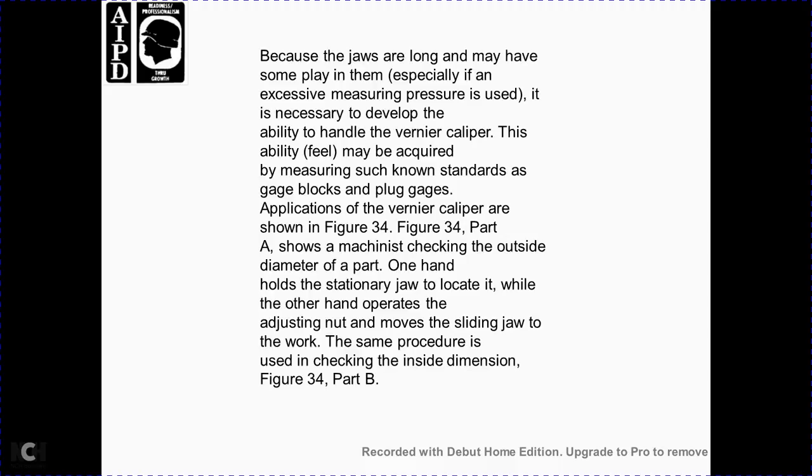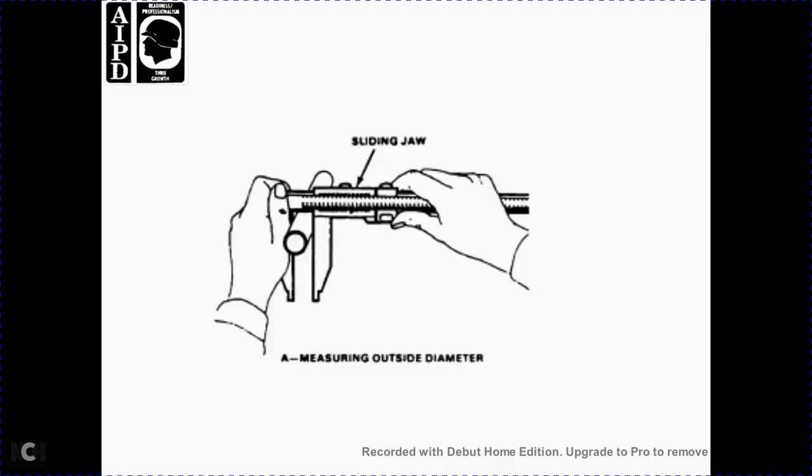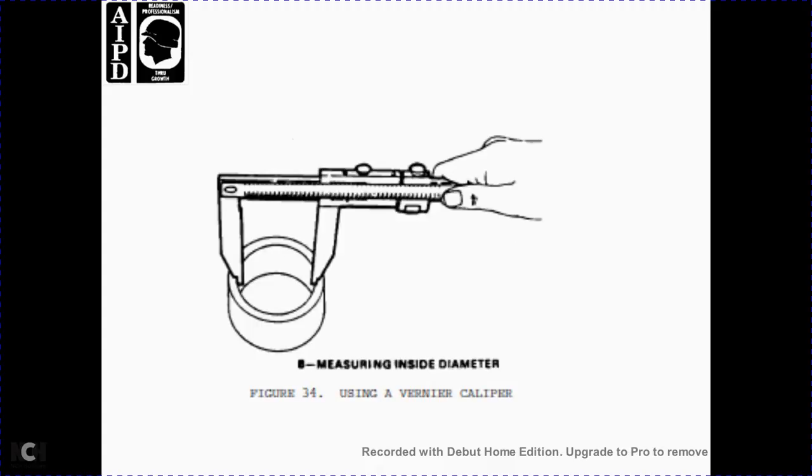Figure 34 Part A shows the mechanical checking of the outside diameter of a part. One hand holds the stationary jaw to locate it, while the other hand operates the adjusting part, moving the sliding jaw against the work. The same procedure is used when checking an inside dimension, as in Figure 34 Part B. Part A is measuring an outside diameter with the sliding jaw. Part B is measuring the inside diameter.